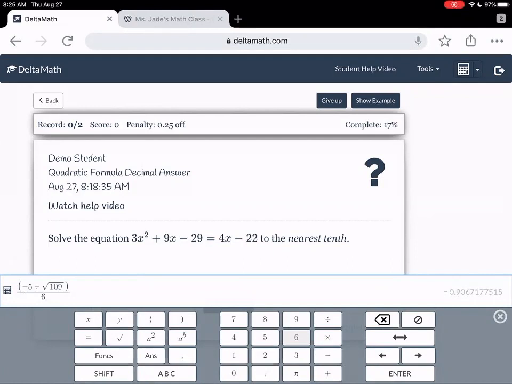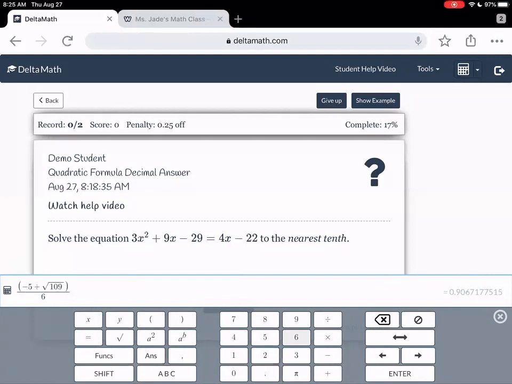And we want to round this to the nearest tenth. So that would be one decimal, like one number after the decimal. So it says 0.9. That's what we're going to type. So I'm going to write that down, 0.9. You guys see how it says 0.9? All the way to the right of where we typed our equation.